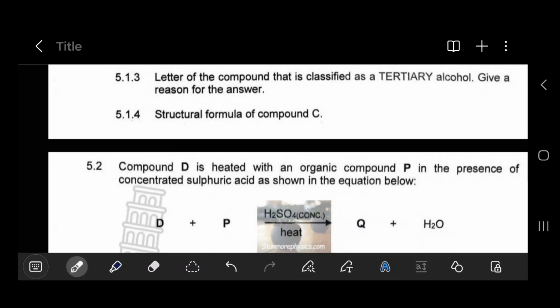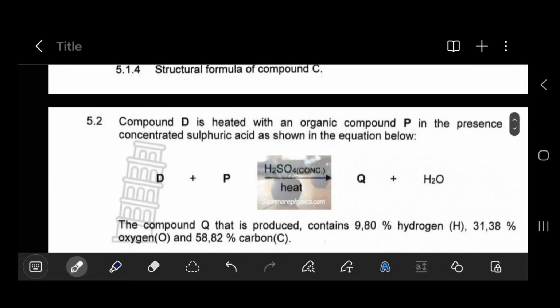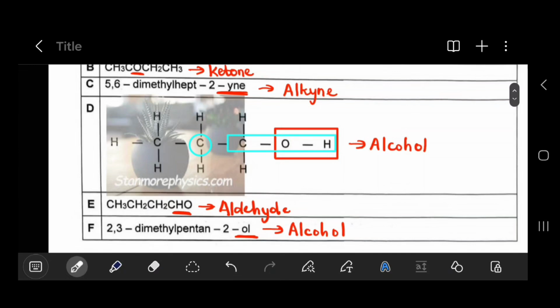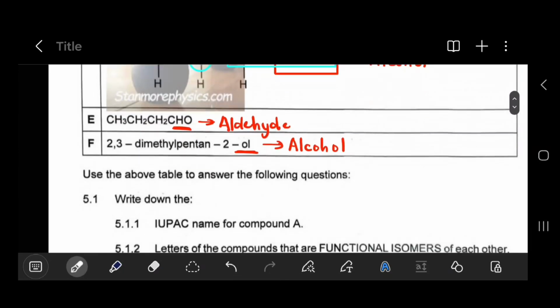We're now on to 5.2. It says compound D is heated with an organic compound P in the presence of concentrated sulfuric acid as shown in the equation below. So to understand what's going on, let's just go back to compound D and see what that was. Okay, compound D was an alcohol.